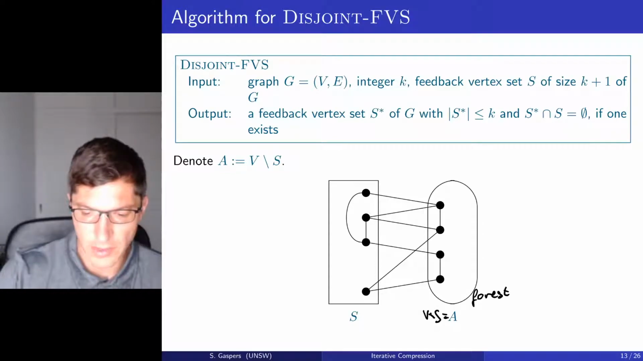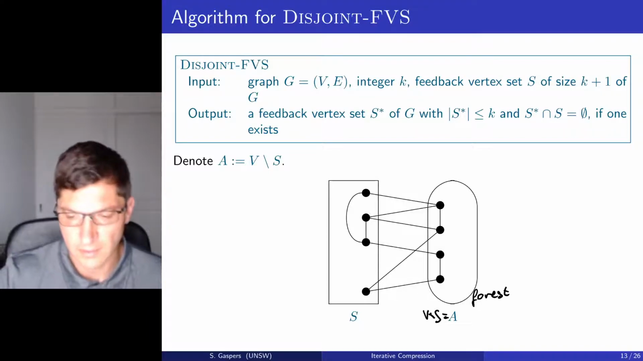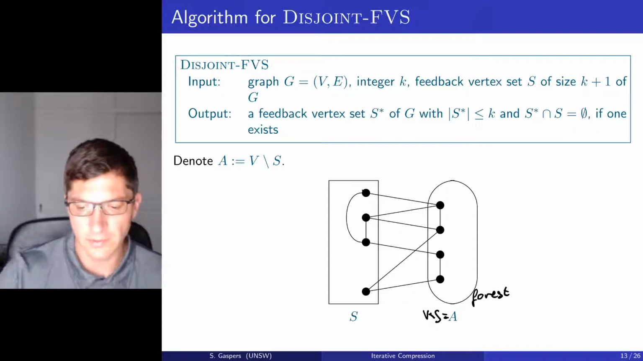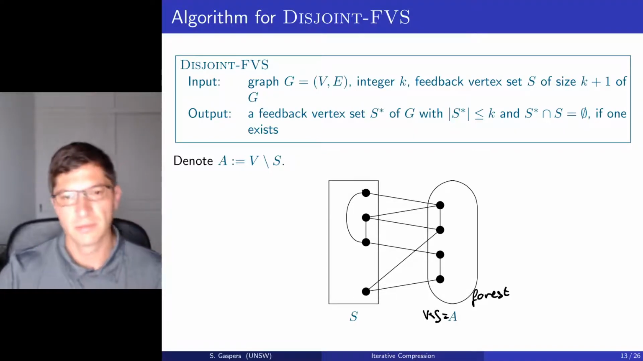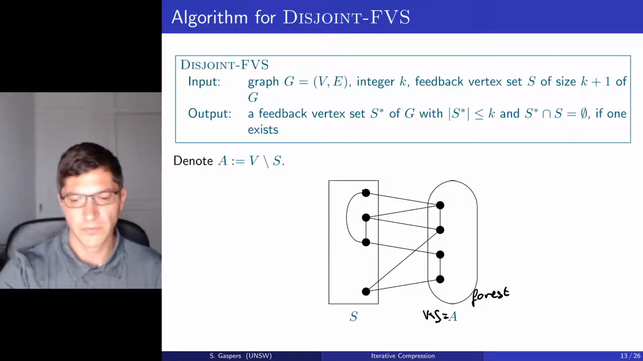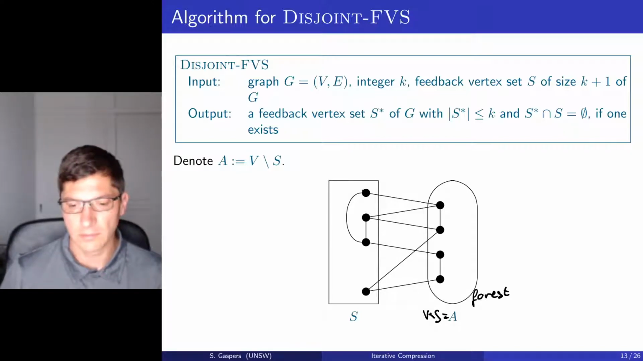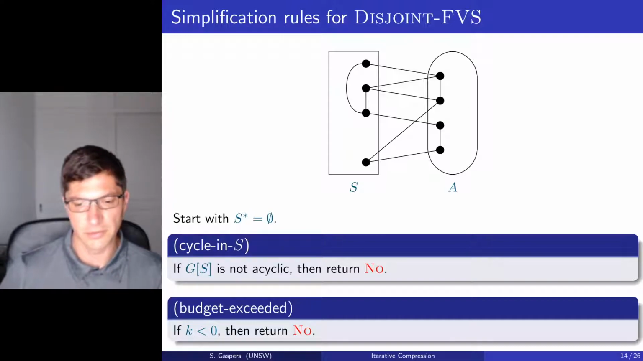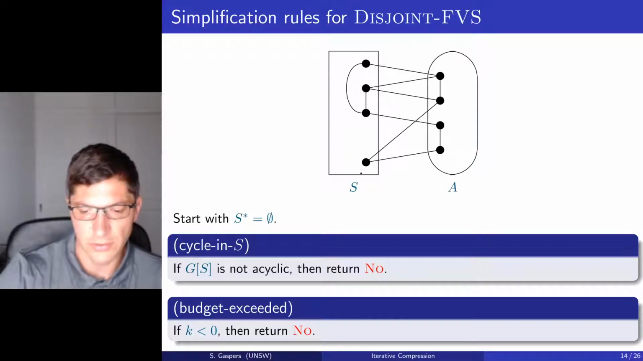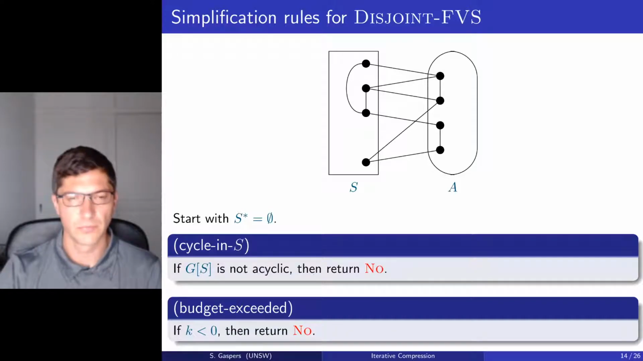If the graph induced on S is not acyclic, then since we are not allowed to put any of those vertices into the feedback vertex set, if there exists a cycle in S, we will never be able to get rid of it. So it just means that such a feedback vertex set S star doesn't exist. So this is actually our first simplification rule. If the graph induced on S is not acyclic, then we will just return no. So it's our first halting rule.